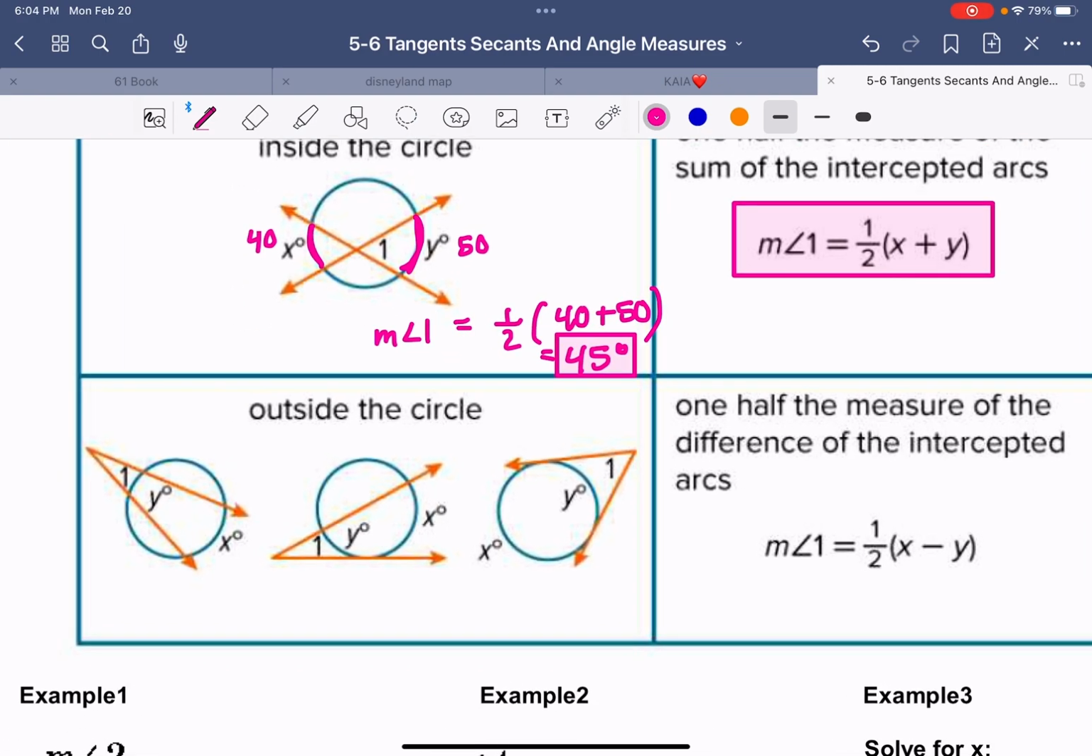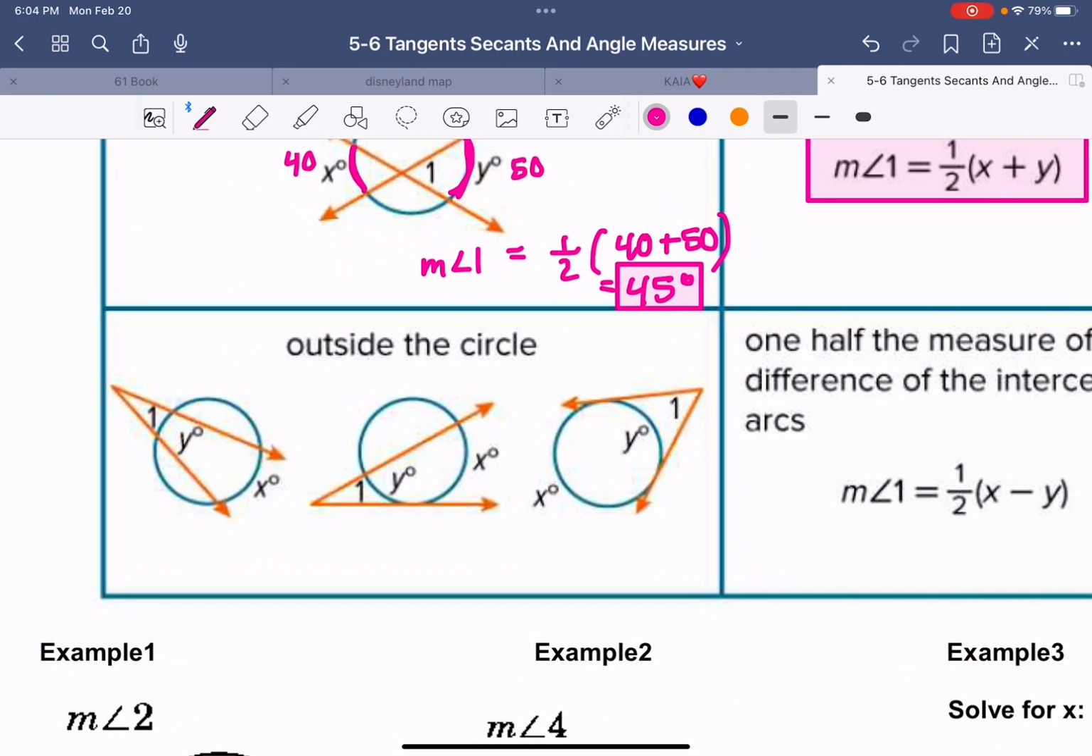All right, and the last theorem, if we have an angle formed outside of the circle. Now this can occur if we have two secants. Notice this angle out here. We can have a secant intersecting a tangent. This is angle 1 here, or two tangents. They all form this outside angle.